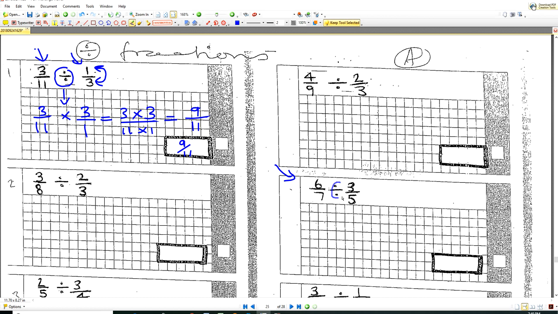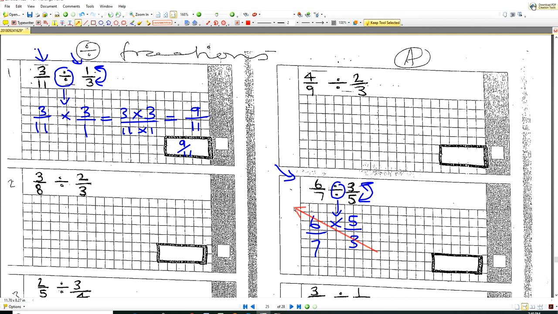So the divide sign is converted into a times sign. The second fraction is turned upside down. So 3 over 5 becomes 5 over 3. 6 over 7 stays the same. Now, we try to cancel diagonally if we can. So this diagonal won't work. This vertical won't work either. And this vertical is no good either.